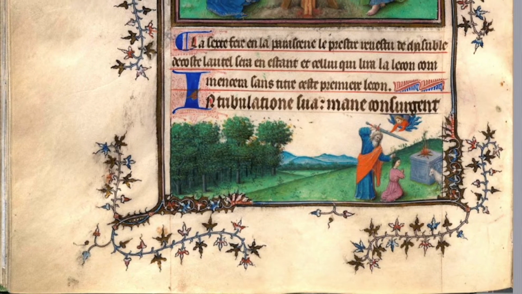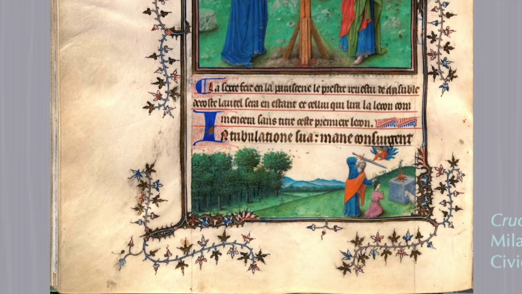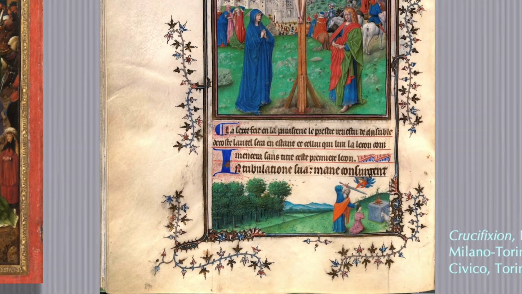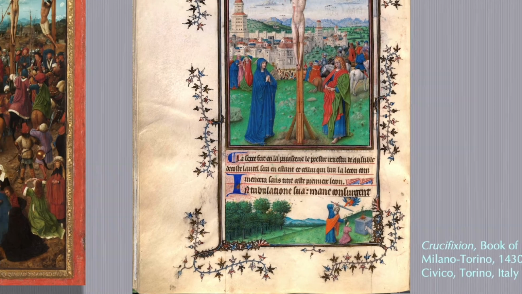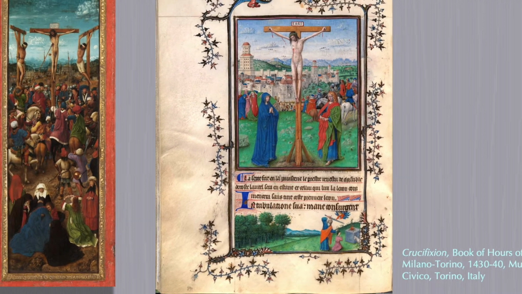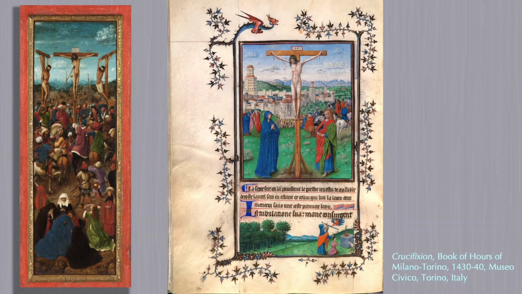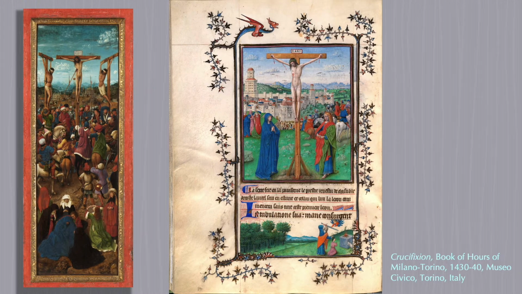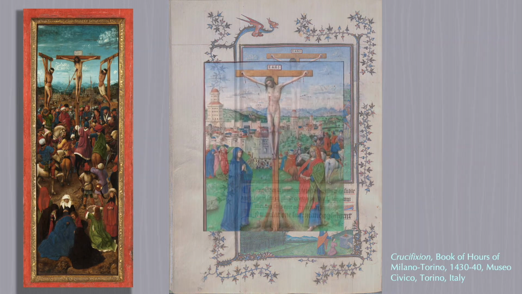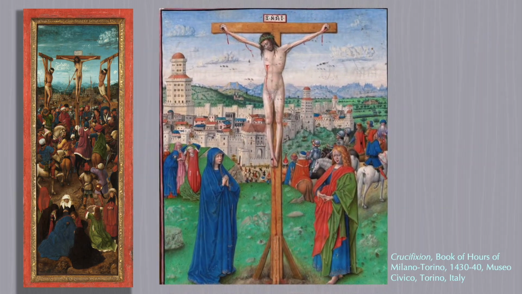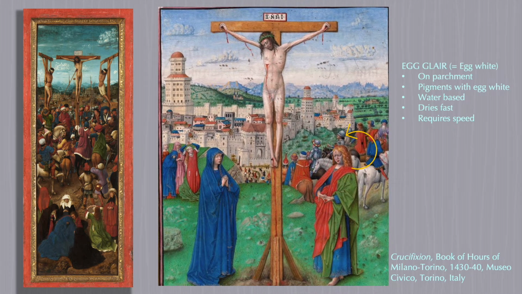Even Van Eyck, in his early days as a miniature painter, started with a water-based medium called egg glair, which was made with egg white. This is a page from the Book of Hours of Milano Torino, a manuscript Van Eyck illustrated at about the same time he painted the Metz panel. The similarities with the Metz painting are quite striking.